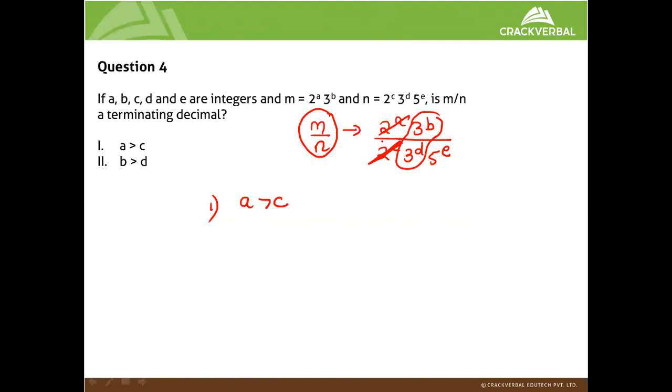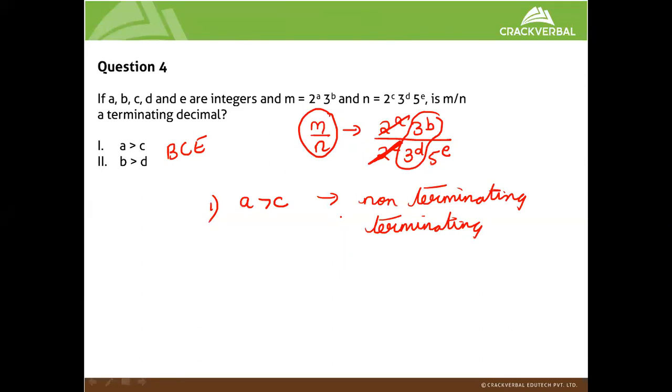So if A is greater than C, I still have 3 to the power of D in the denominator, which doesn't cancel out. So it is possible for me to get a non-terminating fraction if I'm left with 3 and 5 in the denominator. It's also possible for me to get a terminating fraction because I have no information about B and D. If 3 to the power of B and 3 to the power of D cancel out, I'm left only with 5 to the power of E. So the first statement is clearly insufficient, and the possible answer choices are B, C, and E.